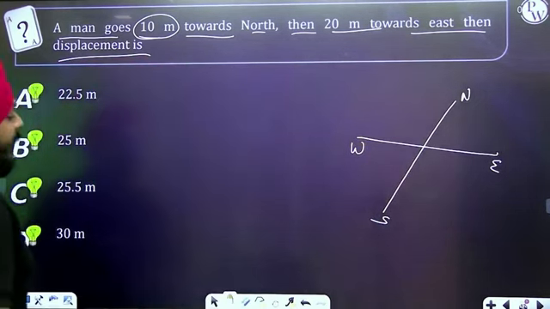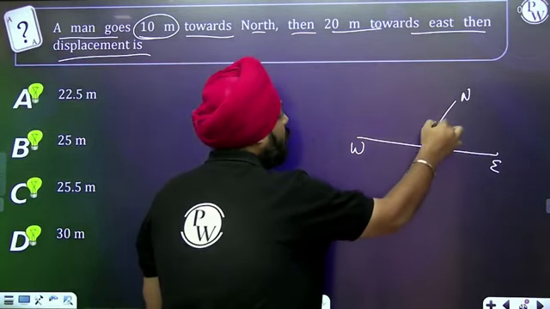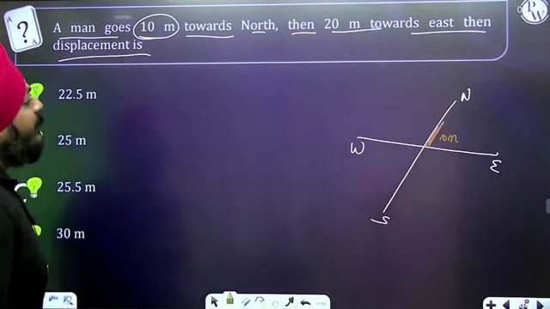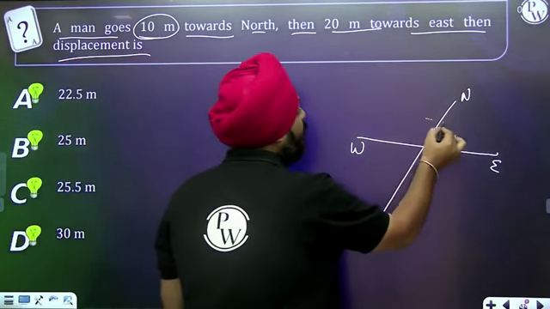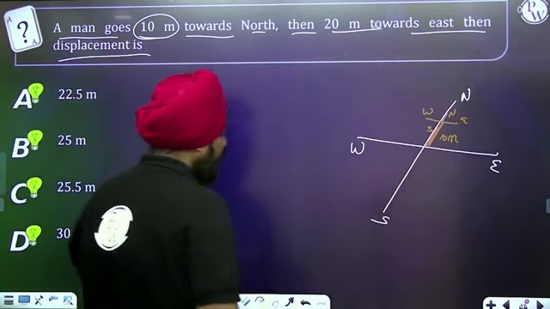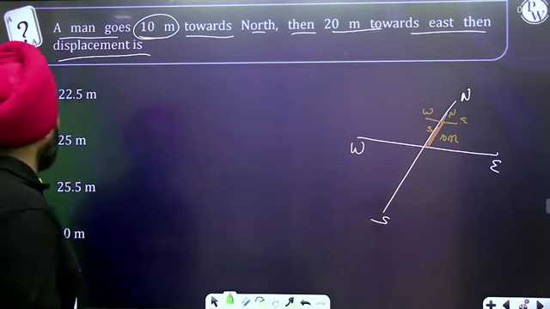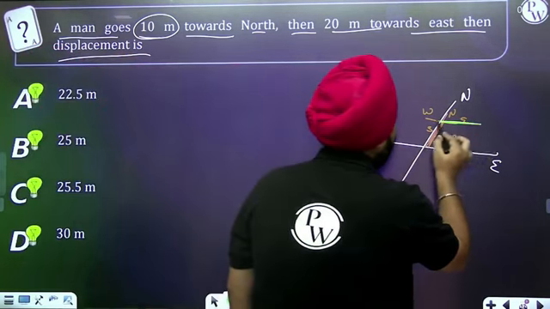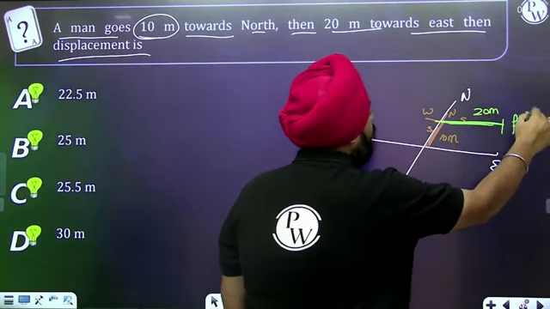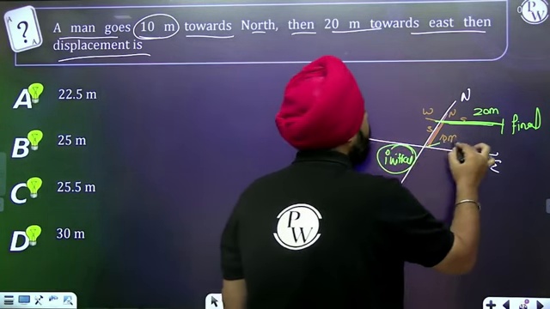A man goes 10 meter towards the north. Then 20 meters towards the east. Whenever you get confused, again draw the convention here. This is north, this is south, this is east, and this is west. Now he is moving 20 meter towards the east. This is the final point of the motion, this is the initial point of the motion. This is the displacement.